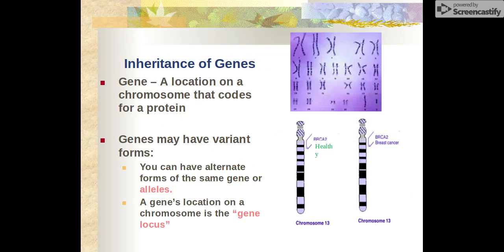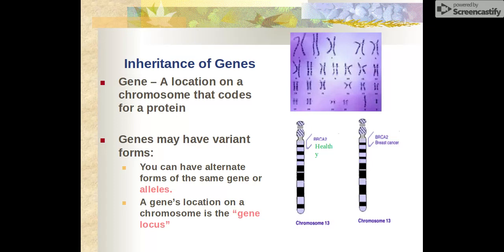So a gene is a location on a chromosome that codes for a protein. A gene is that set of DNA that through the process of transcription is going to get turned into messenger RNA. And then through translation, we're going to build a protein. And that protein is going to carry out some function to display a trait or a characteristic, whatever it might be.